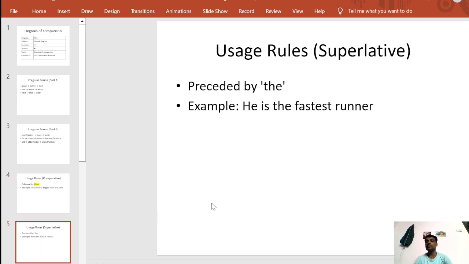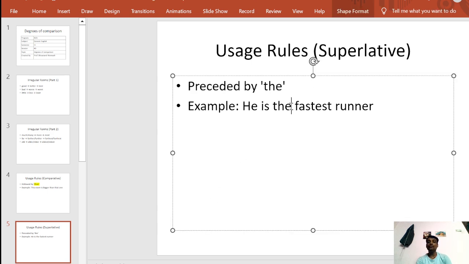Another rule is that in the superlative degree, you have to use the definite article, that is the. As you can see on your screen: the fastest, the best, the most, like that. Wherever we use the superlative degree, we have to use the definite article. You know why the definite article?